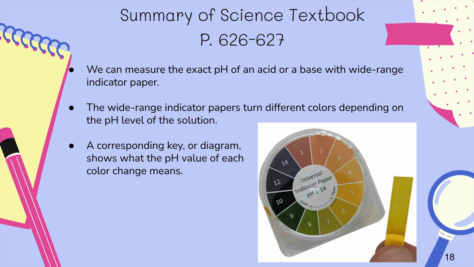We can measure the exact pH of an acid or a base with wide range indicator paper, again pictured in the bottom right. The wide range indicator papers turn different colors depending on the pH level of the solution. A corresponding key or diagram shows what the pH value of each color change means.